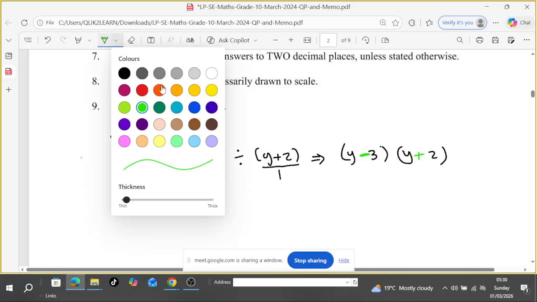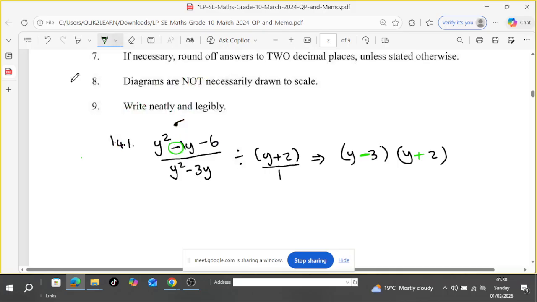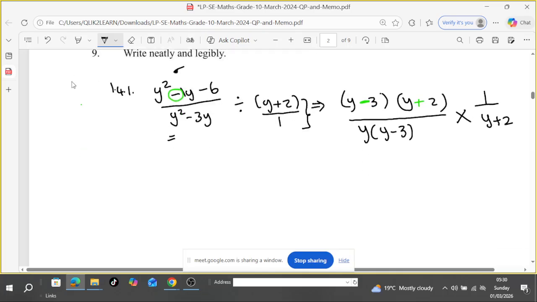Right. So now that we've managed to factorize the top, we can also factorize the bottom by taking out what? The common factor here, which will be y, and I'll be left with y minus 3. Now, I can change the division to multiplication. Remember, if we change, we write the reciprocal of that guy. So our denominator becomes numerator, numerator becomes denominator. So this is what I have so far. Are you with me? Yes, I am.